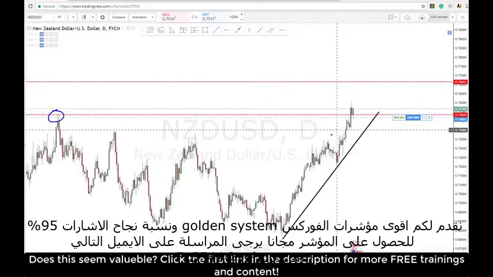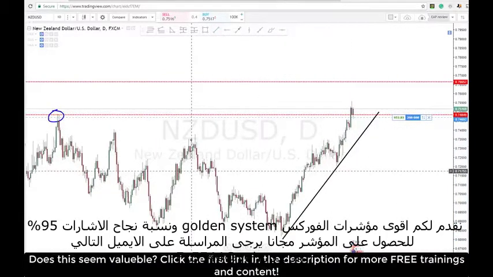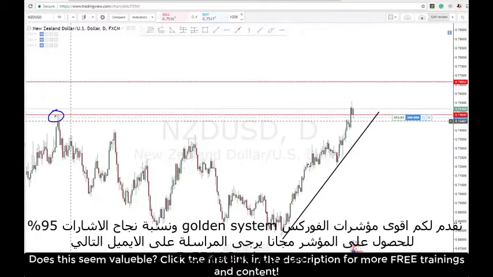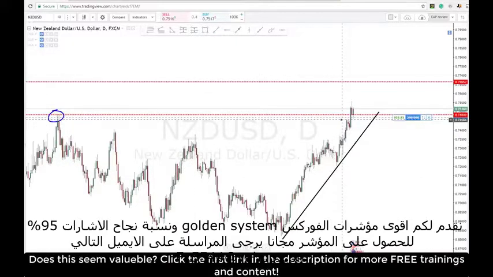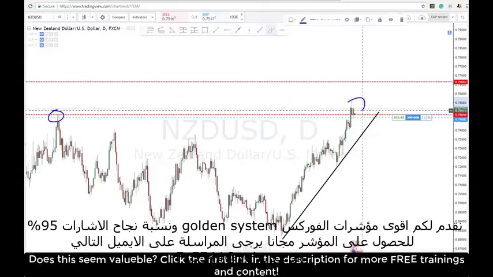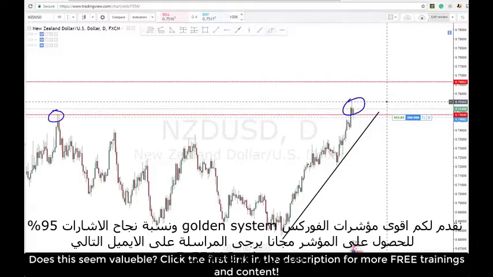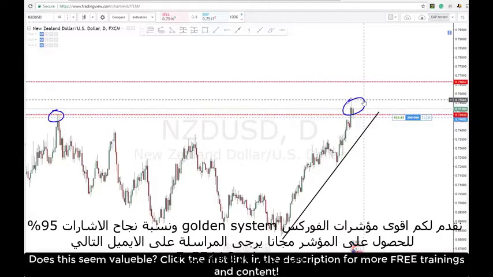Not only has it pushed up to it, it's also broke all these levels of structure quite easily on the way up to this daily level of structure, and currently has broke and closed above that daily level of structure easily as well. So with that being the case, my expectation is that this market can continue higher.